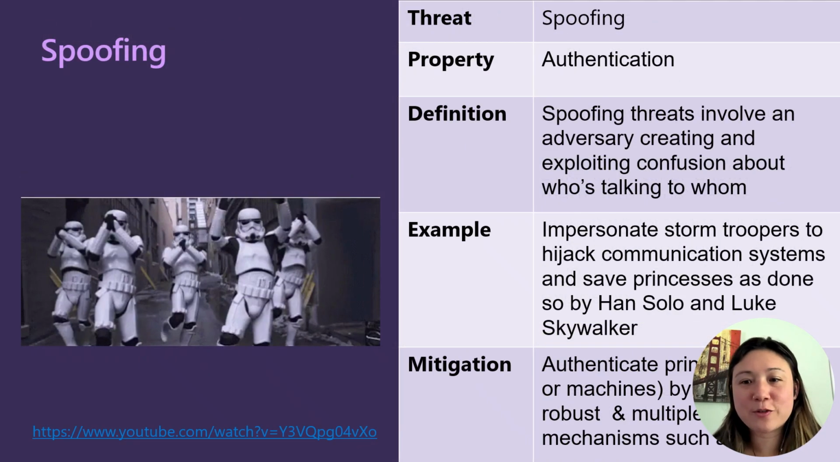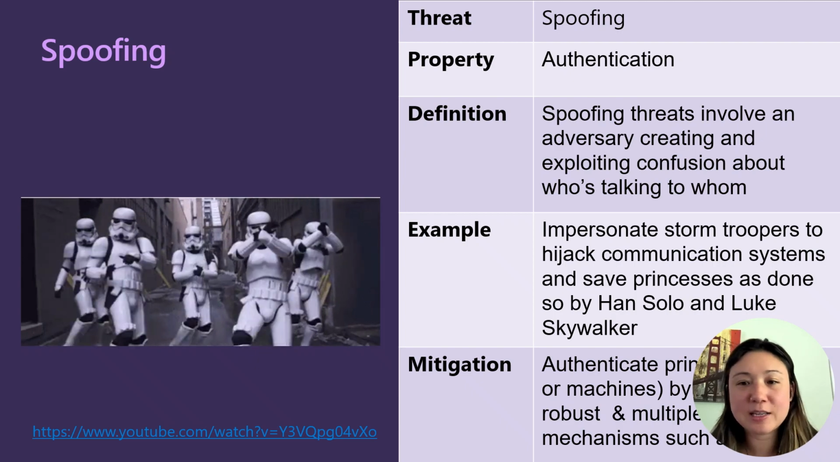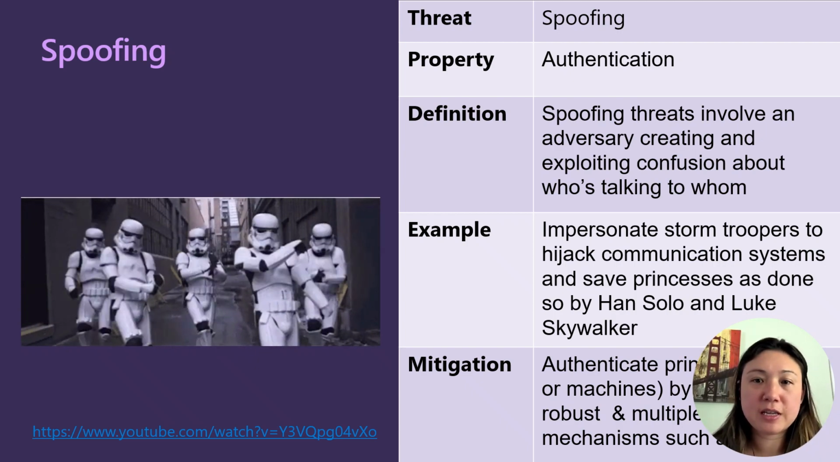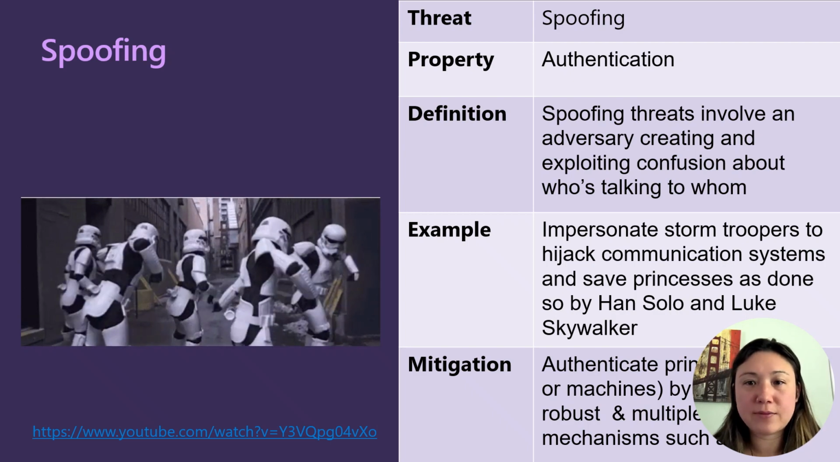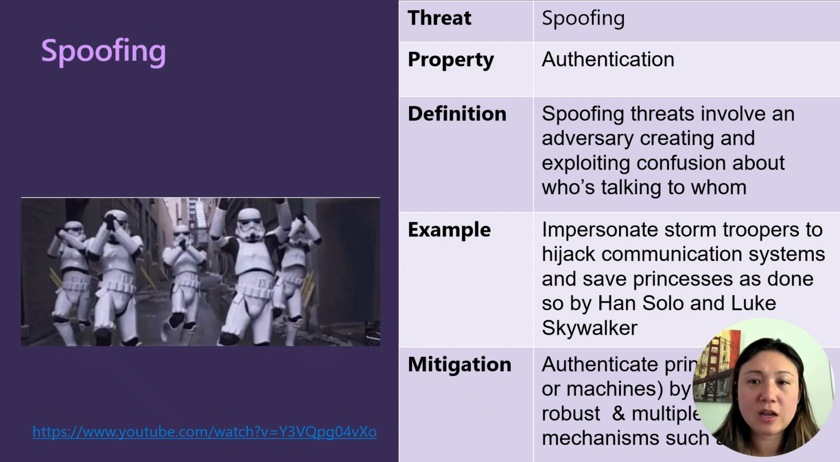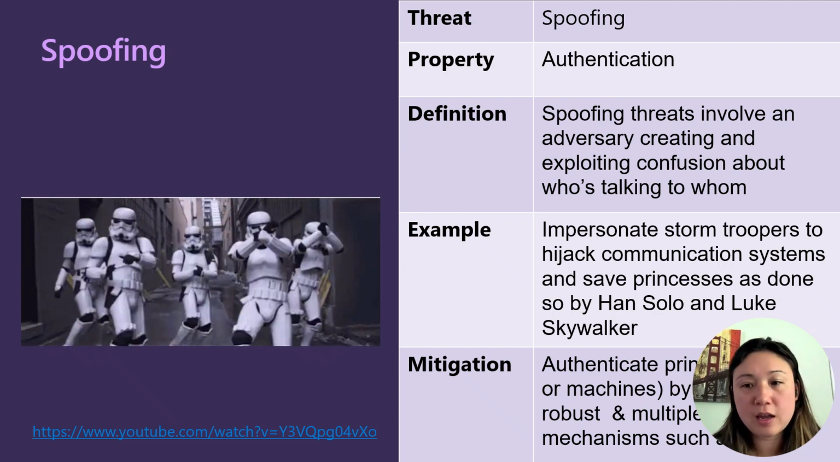Now let's get into the crux of the STRIDE threats. So S, as we remember, stands for spoofing. This threat is a property of authentication, where the definition is: spoofing involves an adversary creating and exploiting confusion about who is talking to who.